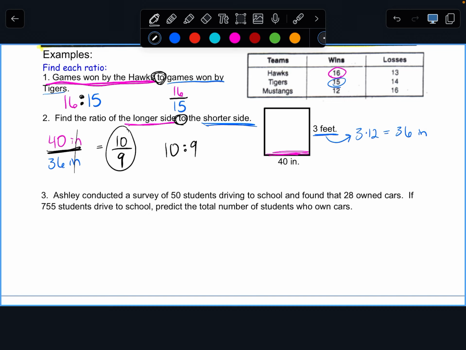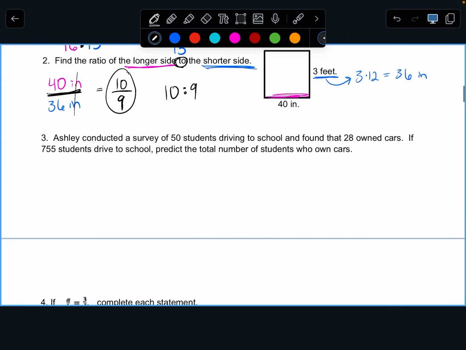Now you can actually solve equations with this. A lot of them do surveys or tests with a sample size, usually 50 students driving to school and found 28 owned cars. Then they use this data to make a prediction about the rest of the school. So what I do is I'll do 50 students driving.